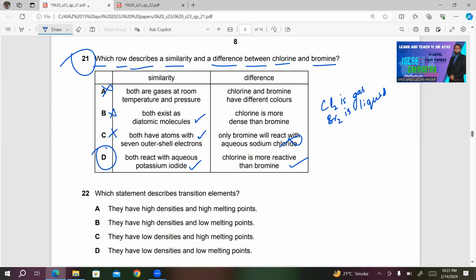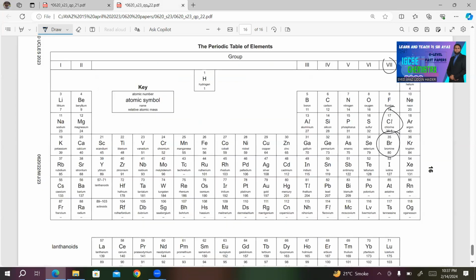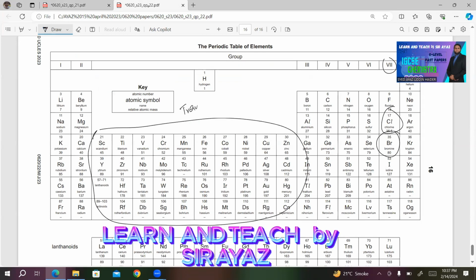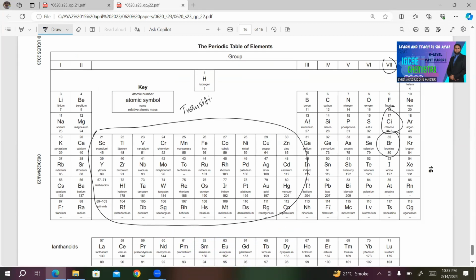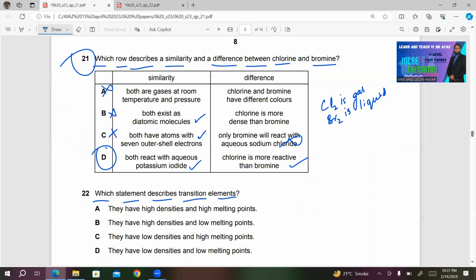Number 22, which statement describes transition elements? So here we have transition elements in the middle of the periodic table. Transition elements. They have high densities and high melting points. This statement looks correct to me.